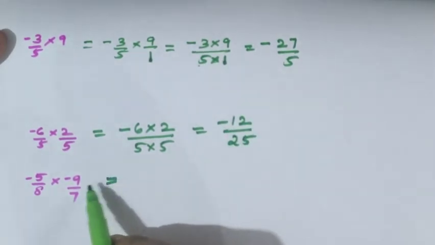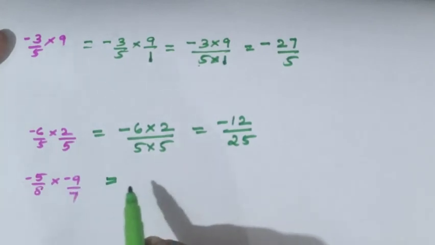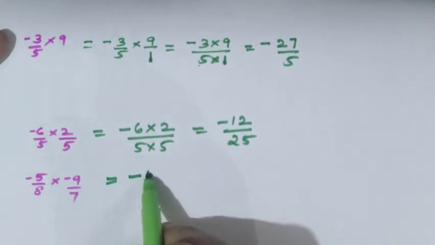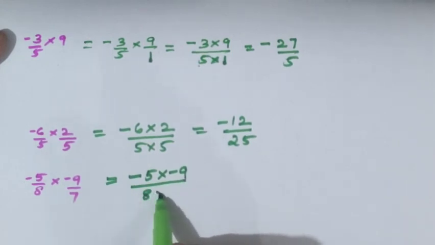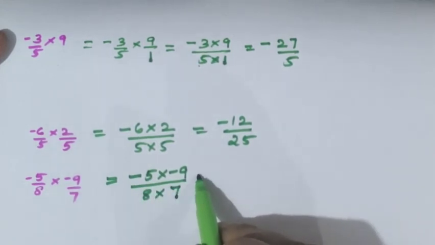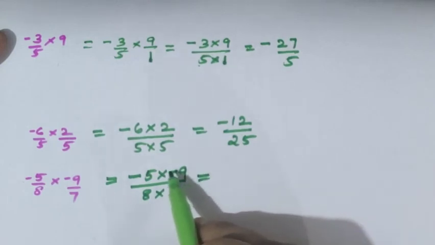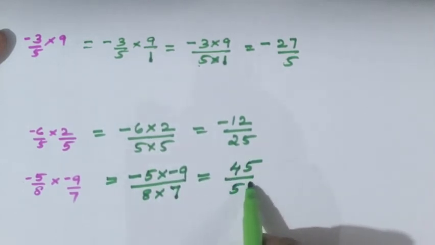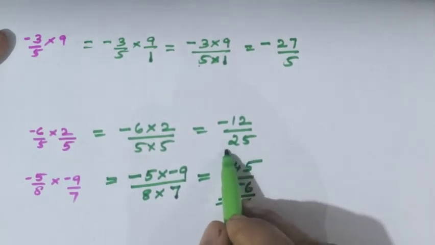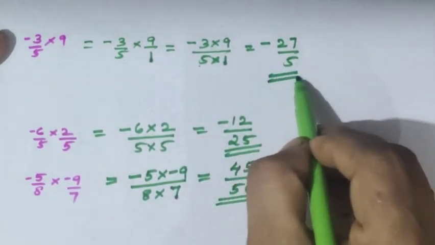One more question. Minus 5 by 8 into minus 9 by 7. Numerator into numerator. Minus 5 into minus 9. 8 into 7, that is denominator into denominator. Minus into minus is plus only. 5 into 9, 45. 8 7s are 56. If anything can be cancelled, you can cancel also. You can simplify and write the answer.